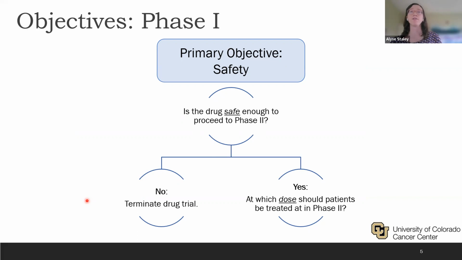Again, the primary objective for phase 1 is safety. Specifically, we have to ask 2 questions. 1, is the drug safe enough to proceed to phase 2? If not, we need to terminate the drug trial and the drug does not move on to phase 2. If it is deemed to be safe, the next question we have to answer is at which dose should patients be treated at in phase 2?